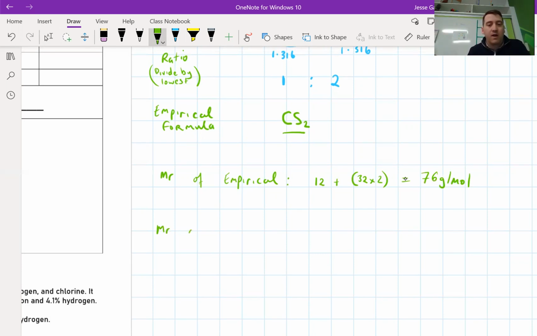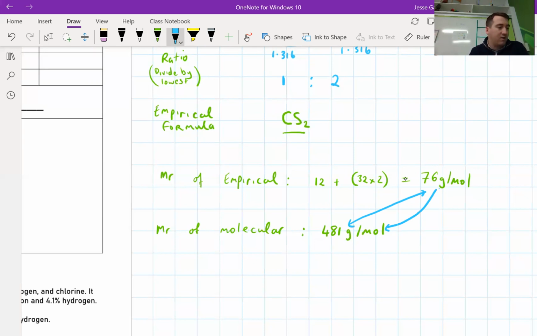So what we want to do is write down the MR of the molecular formula. And from the question, it told us that the MR of the molecular formula was 481 grams per mole. This is obviously bigger than the MR of the empirical formula. Now, the molecular formula is some multiple of the empirical formula. So what we want to know is how many empirical formulas are in the molecular formula.